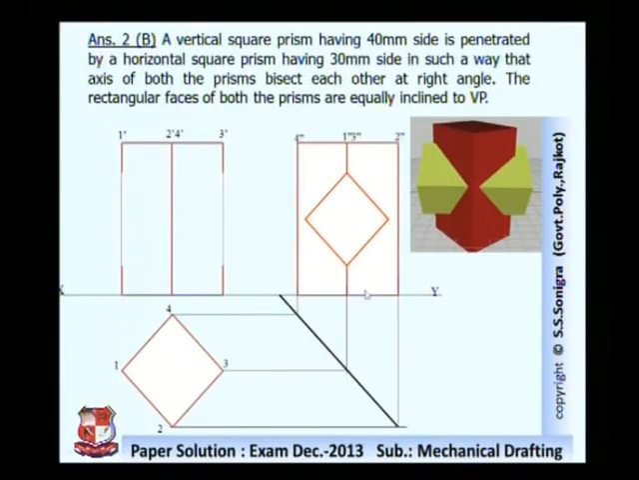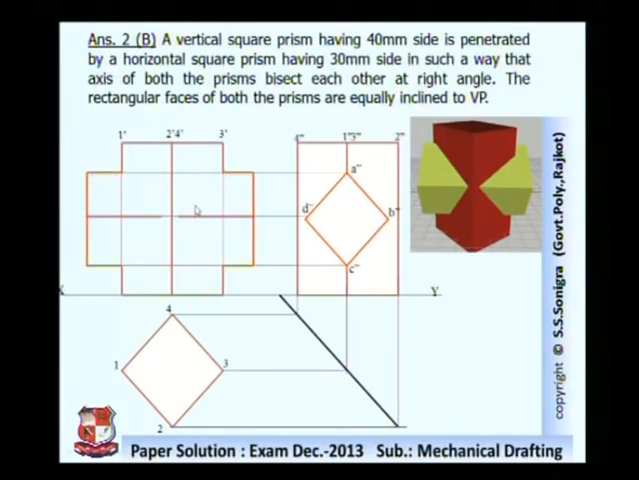After drawing this square, name the endpoints, say A dash, A double dash, B double dash, C double dash and D double dash. Take projections from this side view from A double dash, D double dash and C double dash as horizontal lines. The length is not known to us, so we can take any convenient length and draw the rectangle in front view.